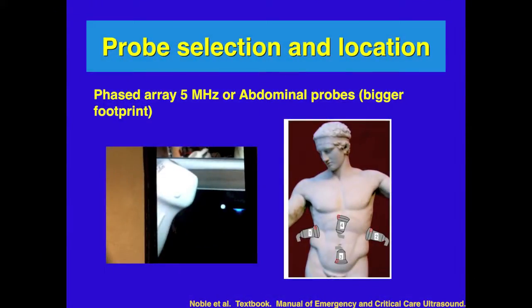The type of probe you use can be either the phased array 5 megahertz cardiac probe or abdominal probes, which have a bigger footprint and make it easier to view some of the structures, but also make it easier for the ribs to cause artifact. As you can see in the picture on the right of the screen, there are 4 typical views for FAST: the hepatorenal, the splenorenal, the subcostal, and the bladder.